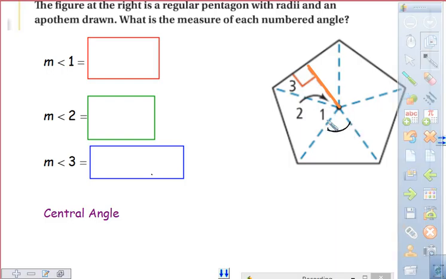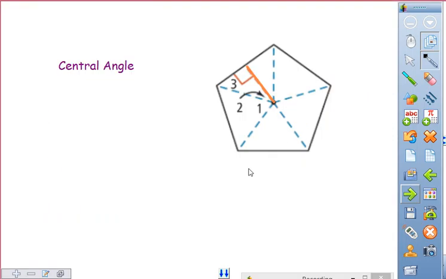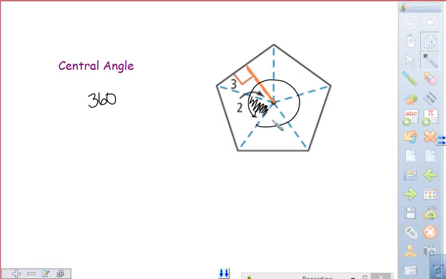And that's what the measure of angle 1 is. So if I start here and I go all the way around, how many degrees would that be? So again, from here all the way around to here, that would be 360 degrees. To figure out what one of those sections would be, I would split it up into 5 equal sections because there is 1, 2, 3, 4, 5 of those angles in there.